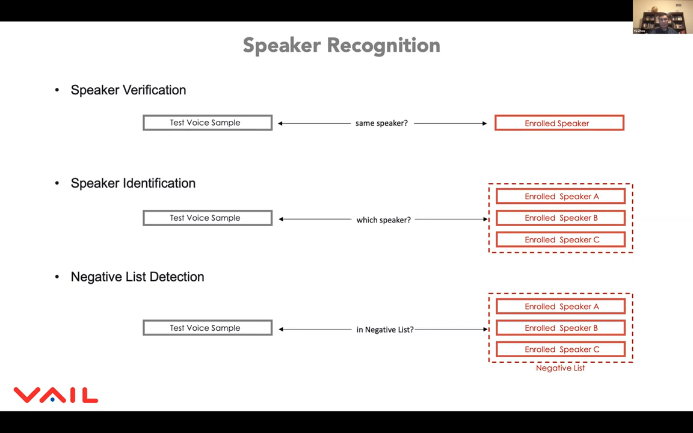So there are a couple of unique properties here. First, it is focused on detection, not identification, meaning that it only needs to determine whether the test sample matches any speaker in the negative list. It doesn't really care exactly which speaker it matches with. And also this is an open set problem because most of the callers are not fraudulent speakers. So most of the test samples will not find a match in the negative list.